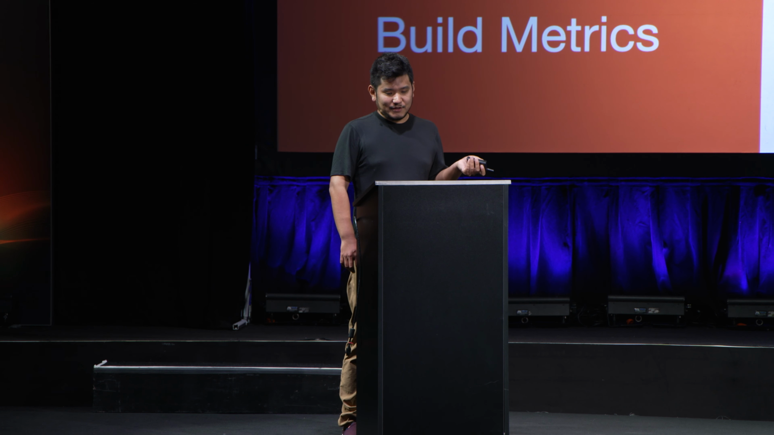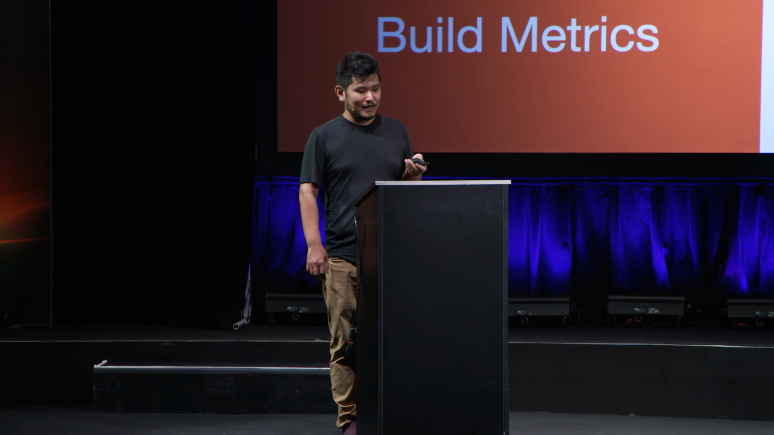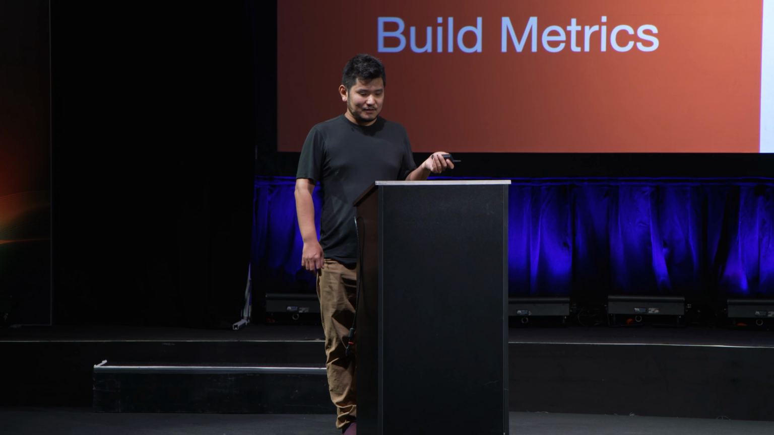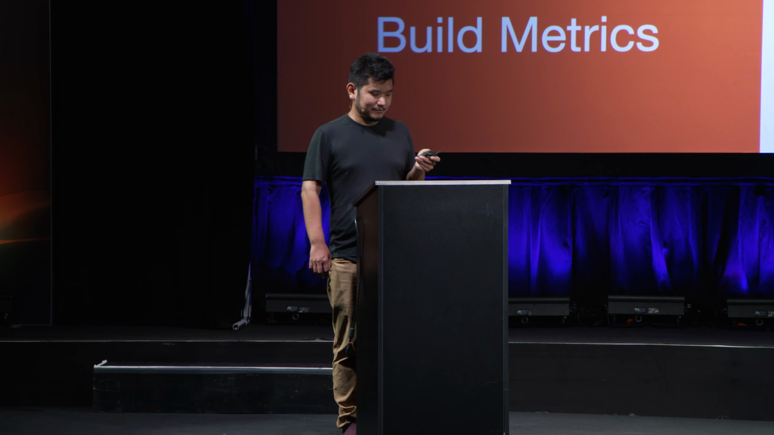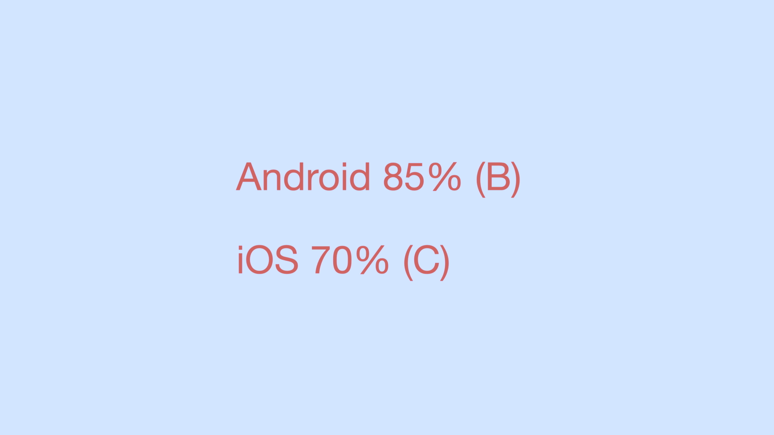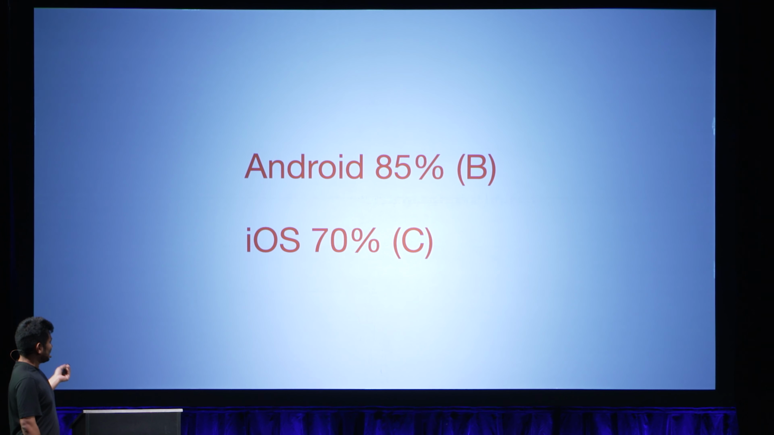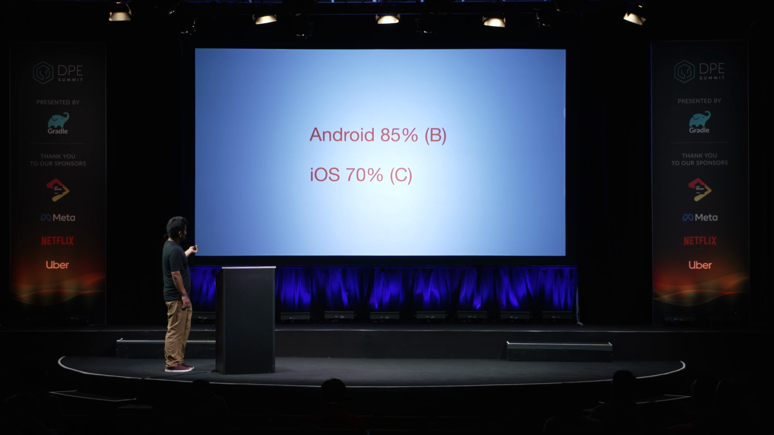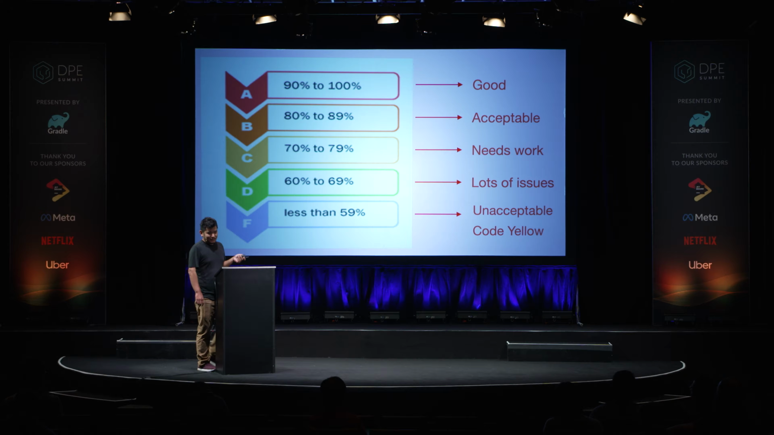So in this case, we came up with this number. We are using these metrics that allow us to measure the dev experience, which are local and CI speeds, plus also the success rate for both. And this is an example of how it looks. It's pretty simple already. Instead of having 10 or 12 metrics, we just provide this: Android 85%, B, iOS 70%, or C. In the next slide, I'm explaining what these letters mean.